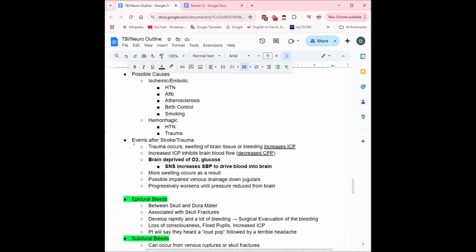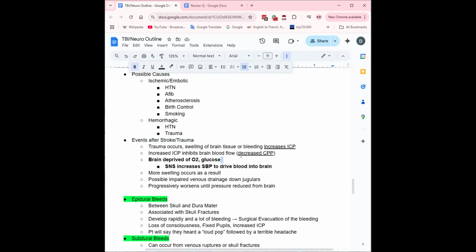Oh, I forgot here. I did write down some events after a stroke or trauma. The main thing to keep in mind here is you have trauma, swelling of the brain or bleeding, and bleeding increases ICP. You guys were talking about birth control, so I read this as breeding. Oh, well, whatever.